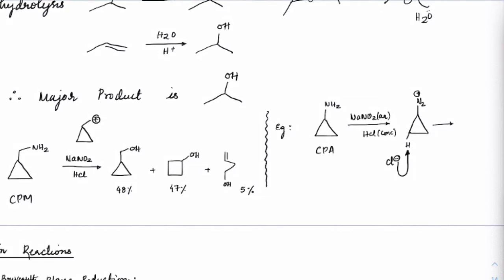So Cl minus will extract that proton here, this N2 molecule will leave, okay, and as soon as this goes here, double bond will form here, because this bond will break, double bond will form here. So we will get a double bond with positive charge, and which on hydrolysis we will get alcohol. So you will get an allylic alcohol. 95% of this has been found. So which means the major product is alkene here.